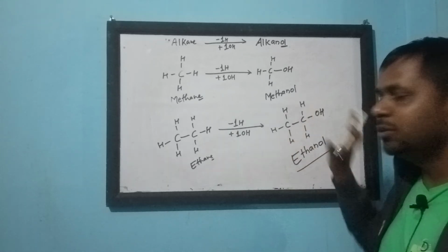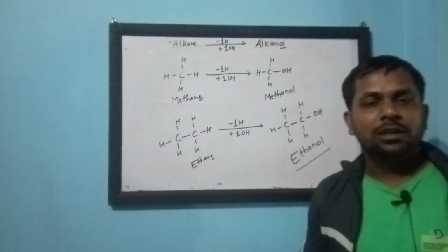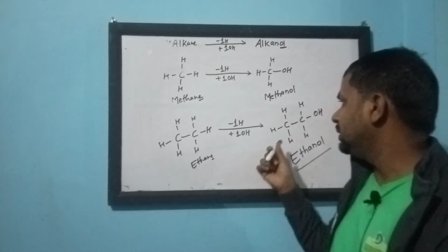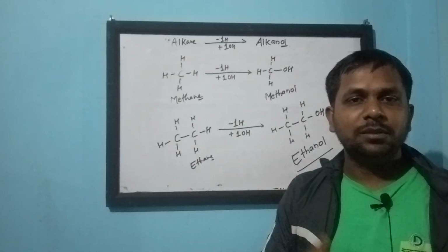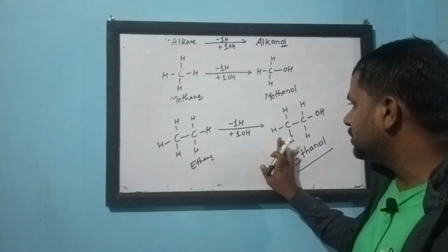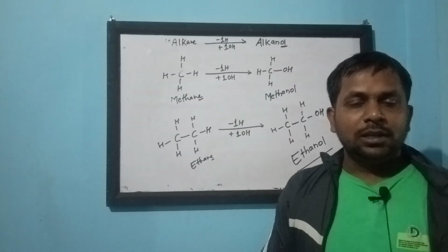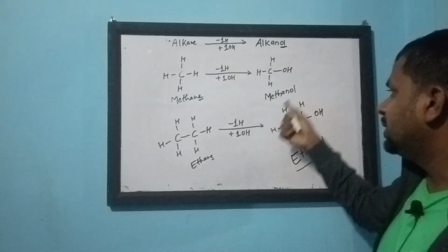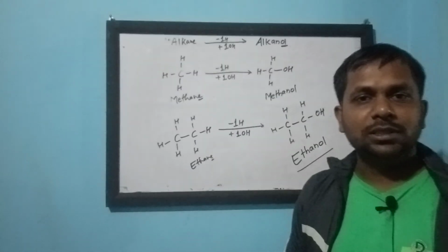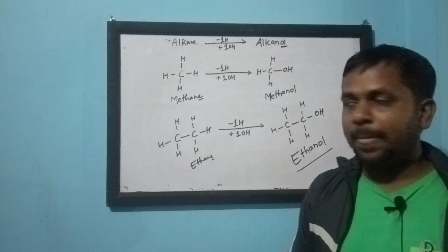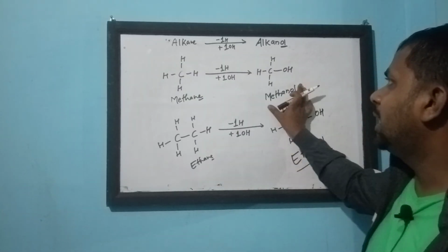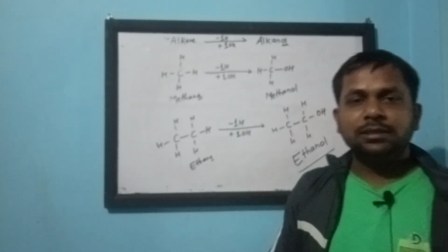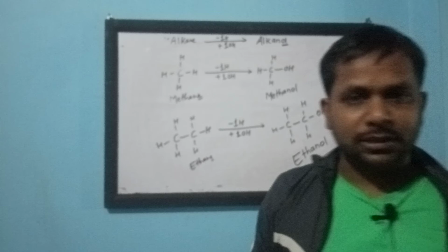This ethanol, this alcohol, people use for drinking. It is used in different types of medicine. It is used in sanitizer and different purposes. This alcohol has a wide range of uses in our daily life. In this way alcohols are formed. There are three types of alcohol. Let us see.